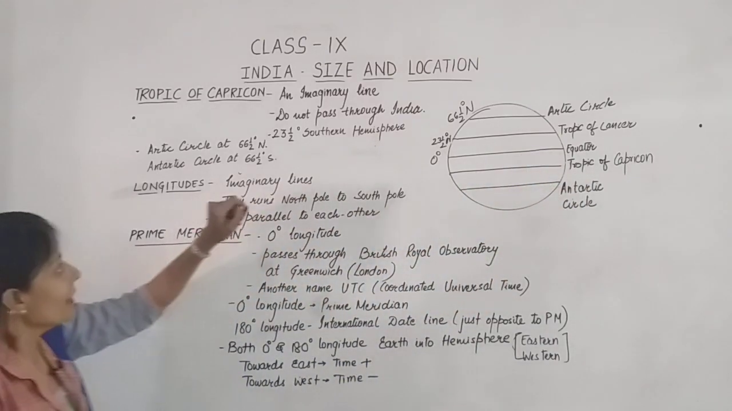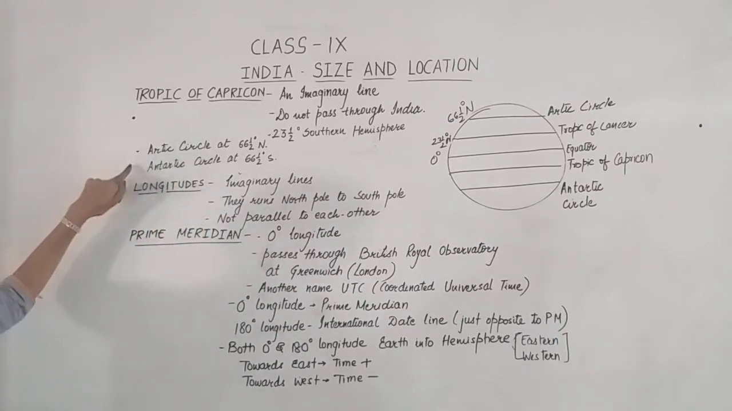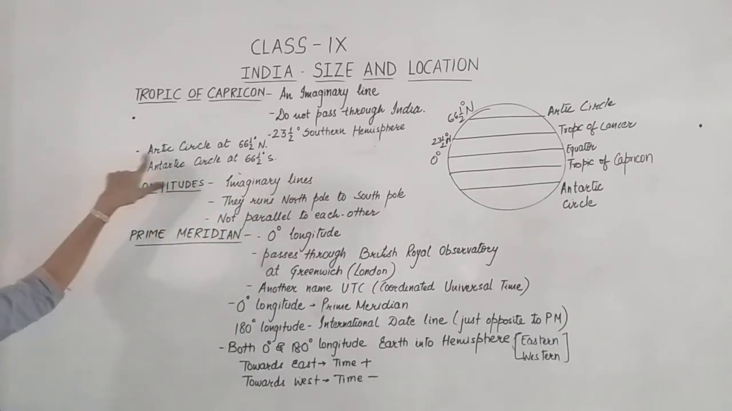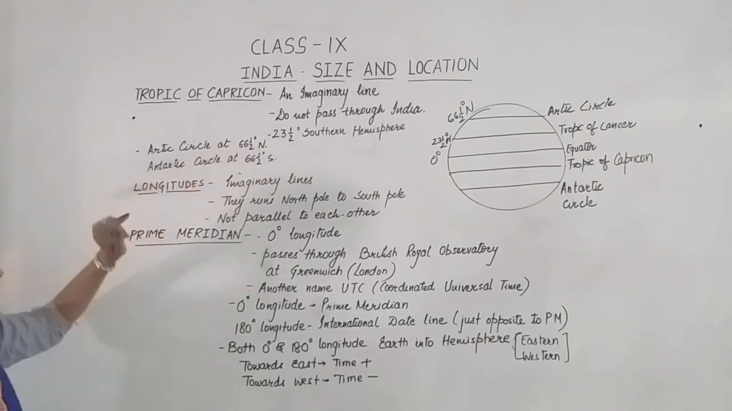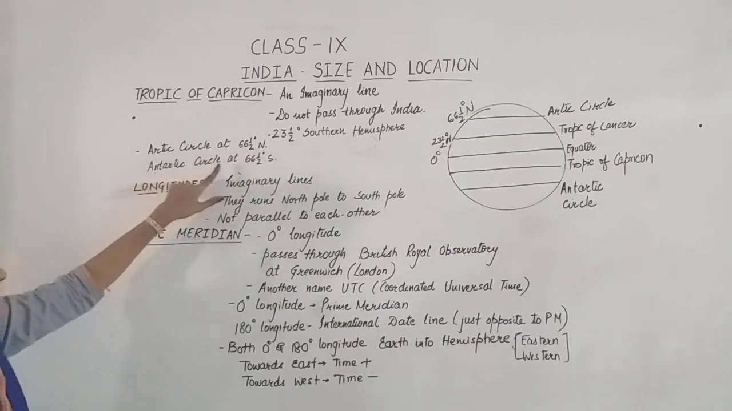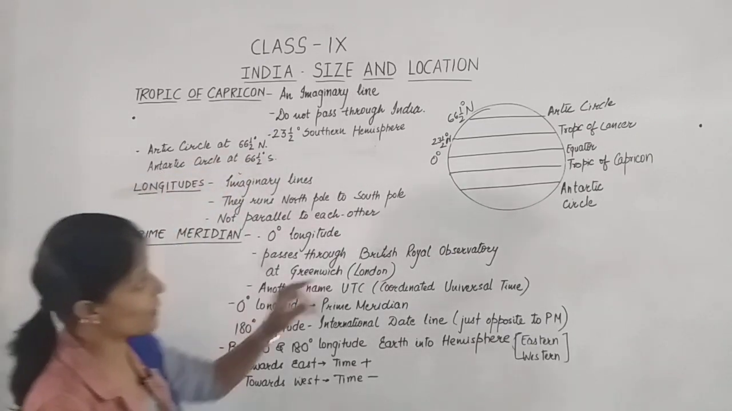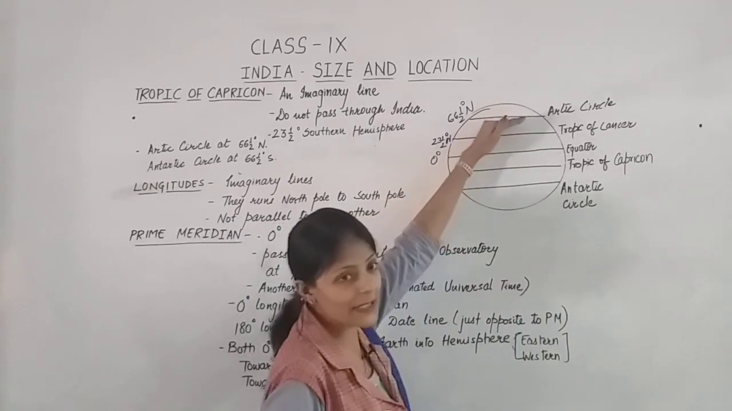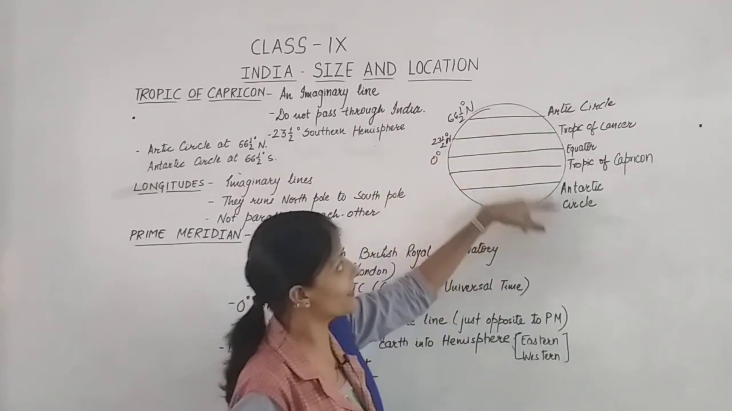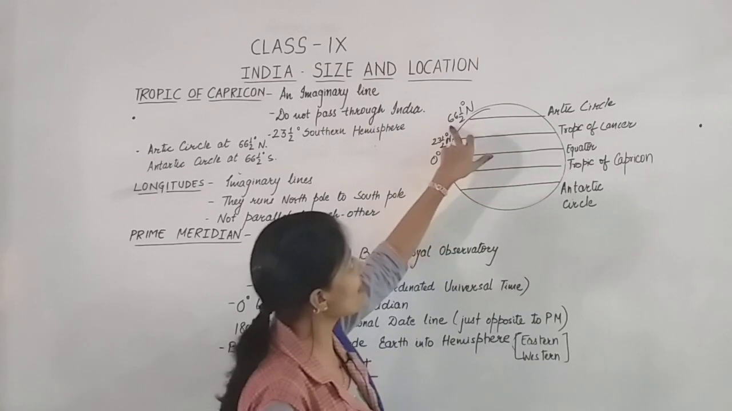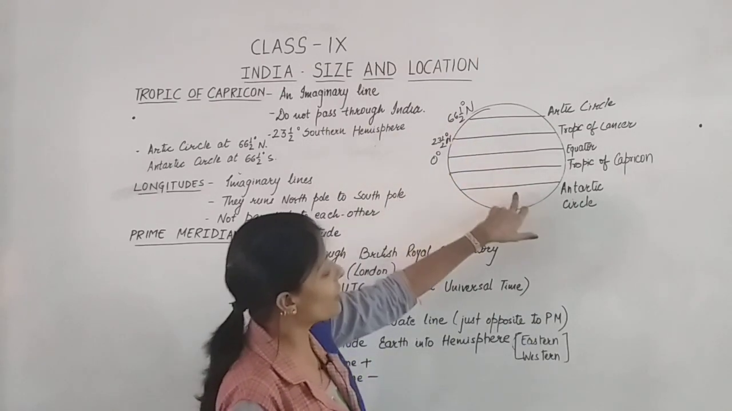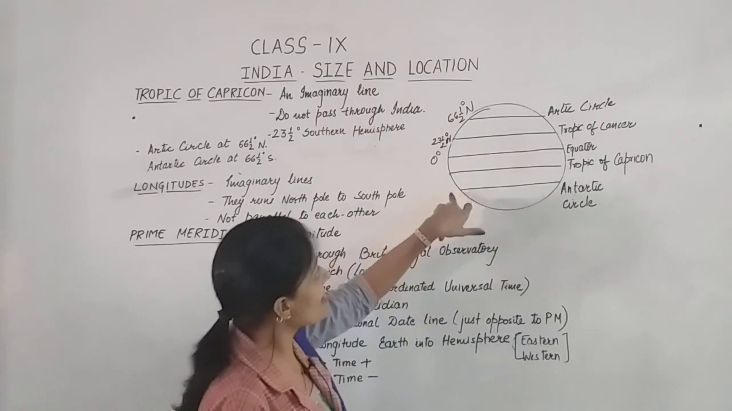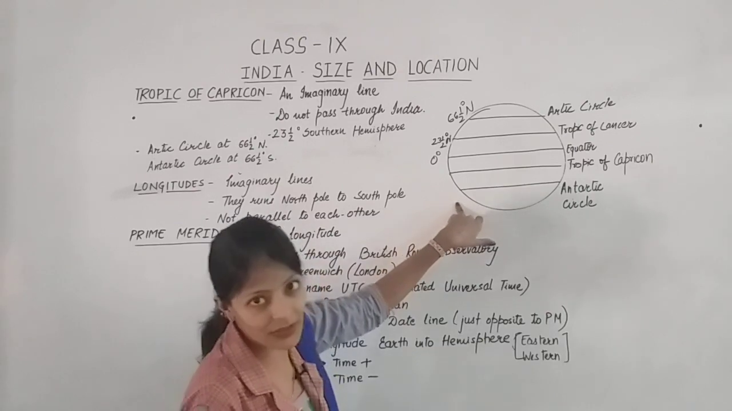Okay. Now the next is the Arctic Circle at 66.5 degrees north, whereas the Antarctic Circle is at 66.5 degrees south. This is the northern hemisphere and this is the southern hemisphere. Arctic Circle 66.5 degrees north, whereas Antarctic Circle 66.5 degrees south.